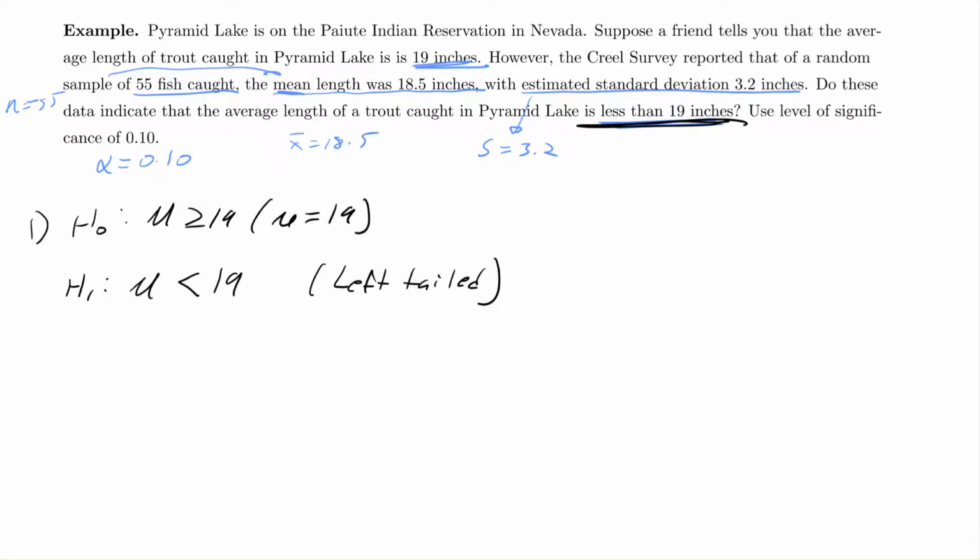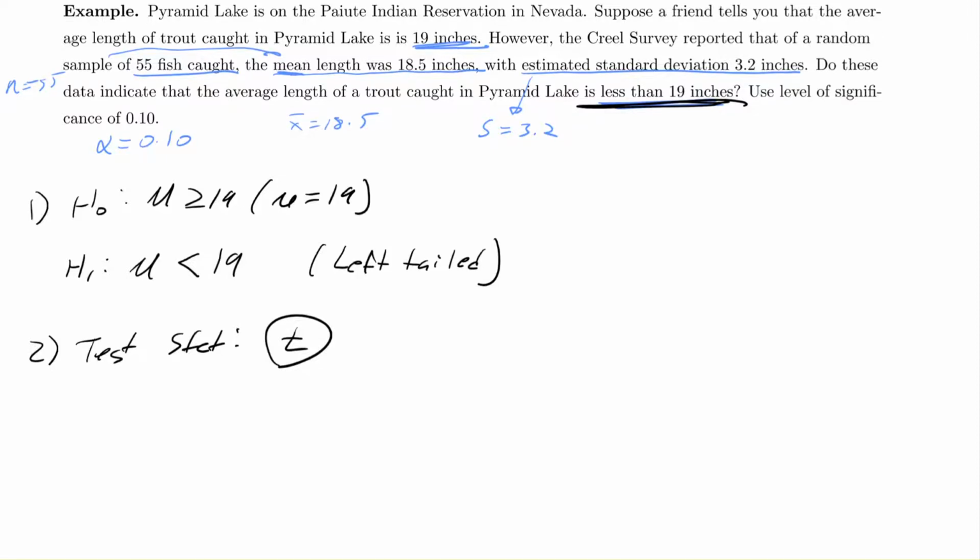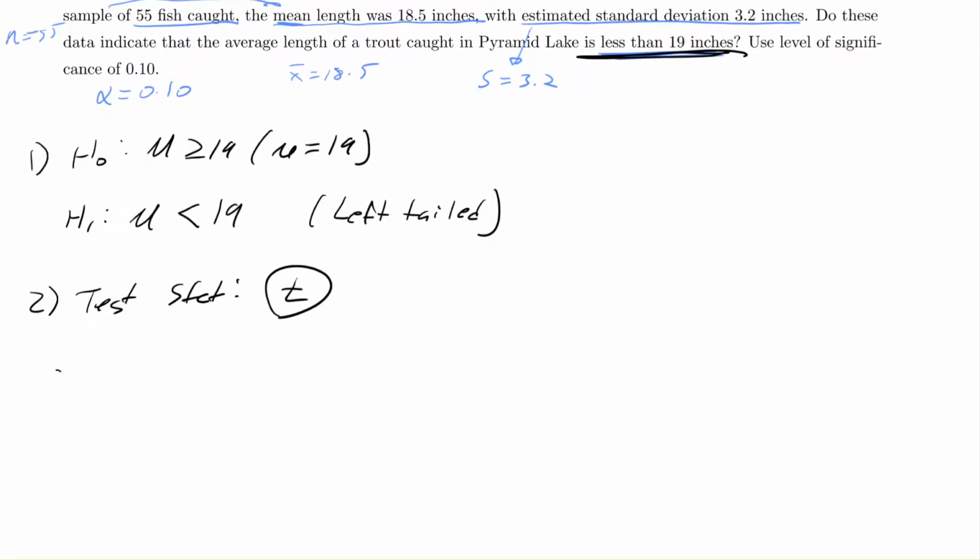So here in this problem, again, we have to be careful. The population standard deviation is not given. That's why we use T for the test statistic. So for the test stat, we use T. That's very important because once we find the test statistic, the way we find the p-value is different for T and Z. So the formula for T is sample mean minus population mean divided by sample standard deviation divided by square root of n.